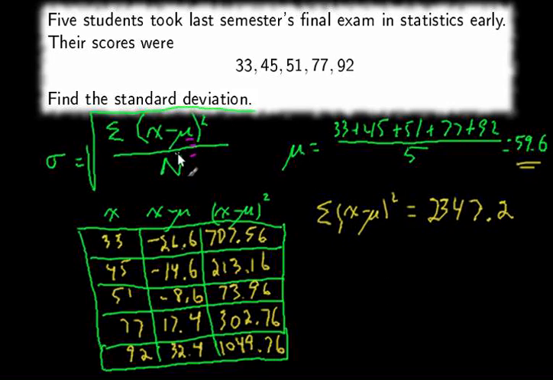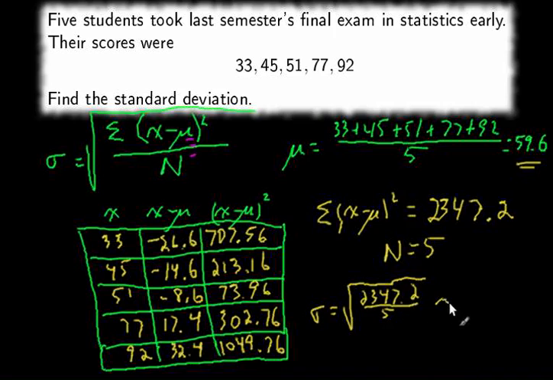Okay, now we have that much. So we take that number, divide by n, which is 5. So we have n equal to 5. And so sigma is the square root of 2347.2 divided by 5. And we put that into the calculator. We have 2347.2 divided by 5 and square rooted, 21.67 approximately.